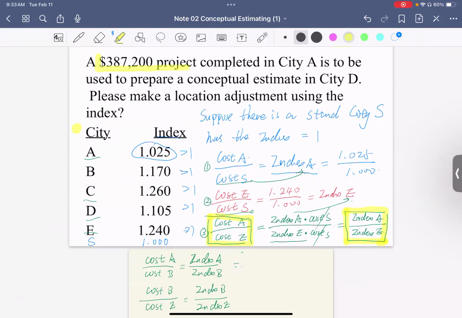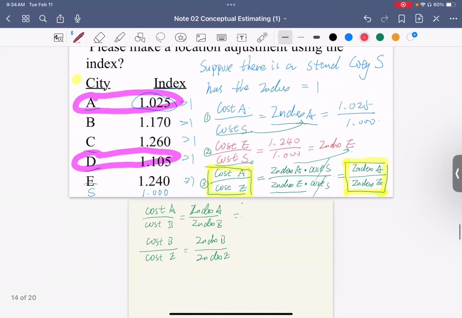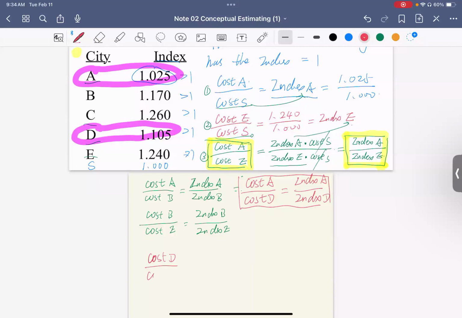So you have a project completed in city A, and you're going to prepare a cost in city D. So let's circle it: city A and city D, right? Then you can easily get the cost A divided by cost D is equal to index A divided by index D. Or you can do another way: cost D divided by cost A is equal to index D divided by index A. So does that make sense? You can do either D over the bar or A over the bar, it doesn't matter.